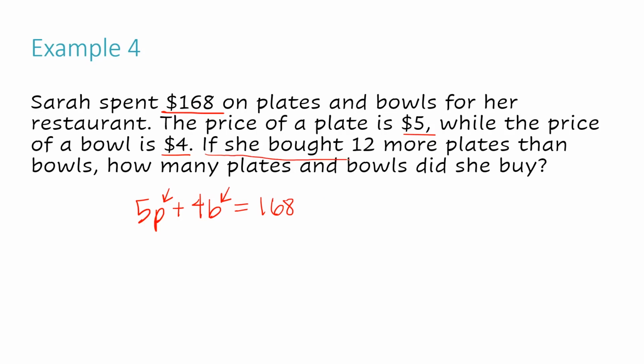It says if she bought 12 more plates than bowls, how many plates and bowls did she buy? That would look like, well, your bowls plus 12 is going to equal your P. It tells you she bought 12 more plates than bowls. So your bowl amount is going to be less, but if you add 12 to it, it's going to equal your plate amount. Now I'm going to follow the exact same steps that I've done all along.